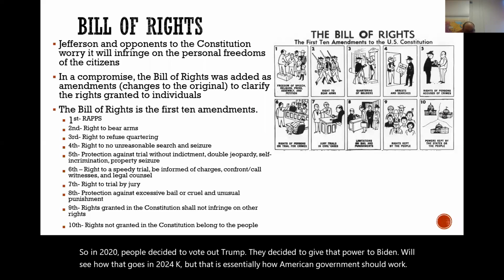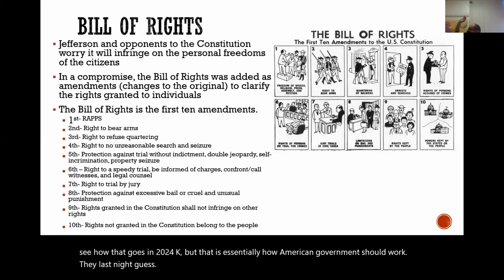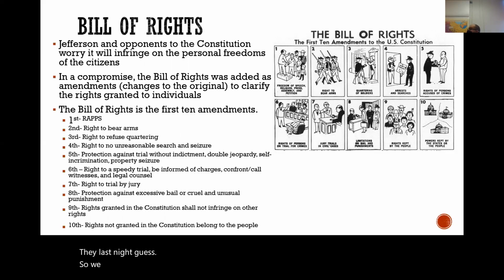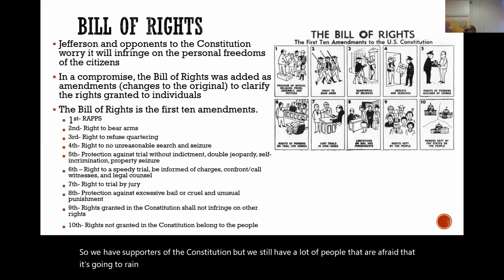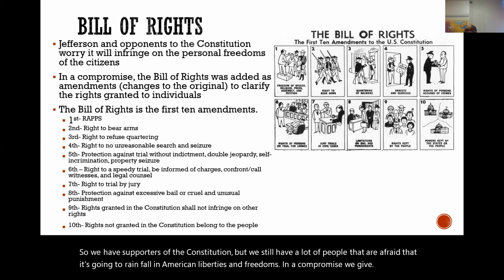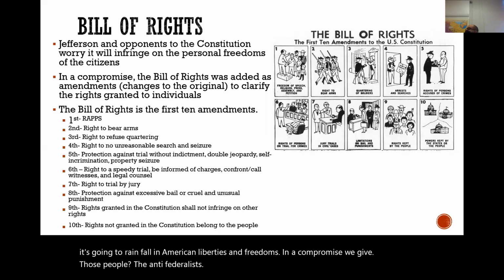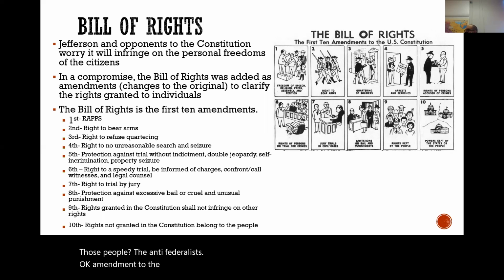And then last slide, guys. So we have supporters of the Constitution, but we still have a lot of people that are afraid that it's going to trample on American liberties and freedoms. In a compromise, we give those people, the anti-federalists, amendments to the Constitution, changes, and those first 10 changes get this fancy nickname of the Bill of Rights.